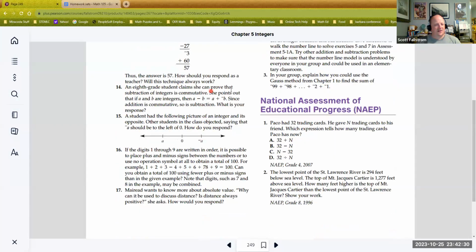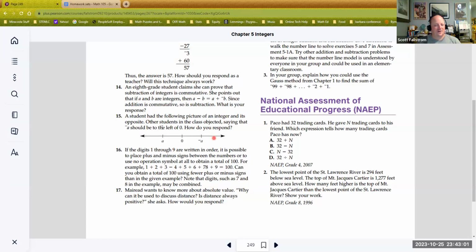An 8th grader claims she can prove subtraction is commutative. She says a plus negative b is the same as a minus b, and addition is commutative, so therefore subtraction is commutative. The student is very bright to start making those connections, but that doesn't mean they're correct. So let's see if we can help them to understand why that may or may not be the case.